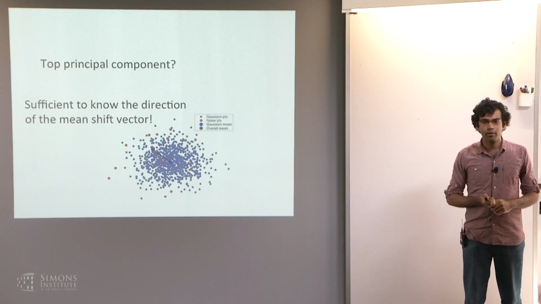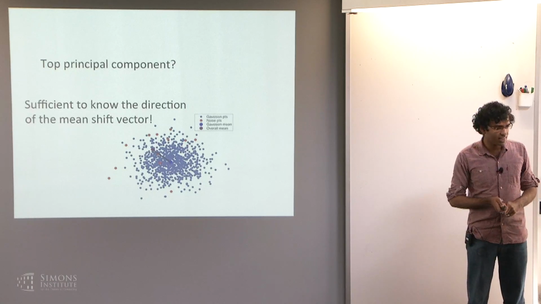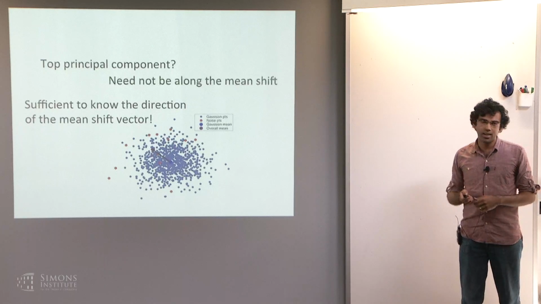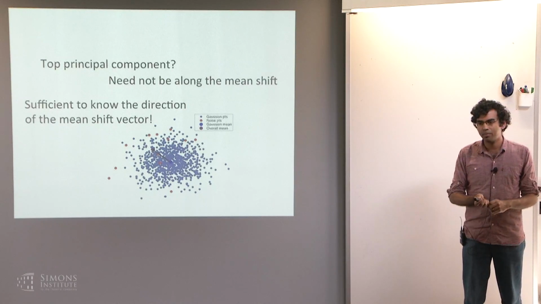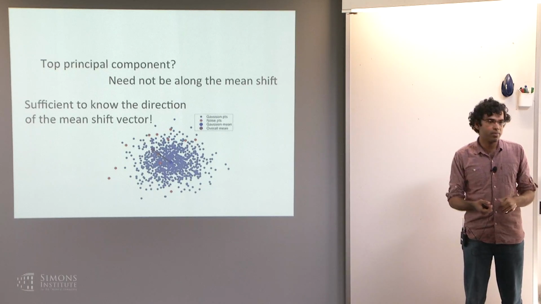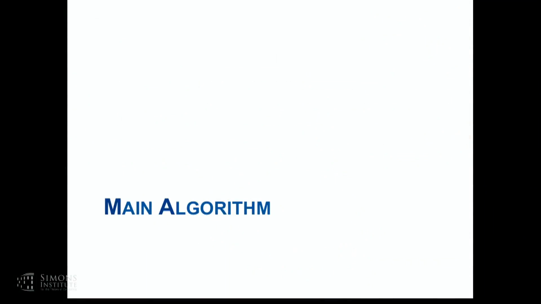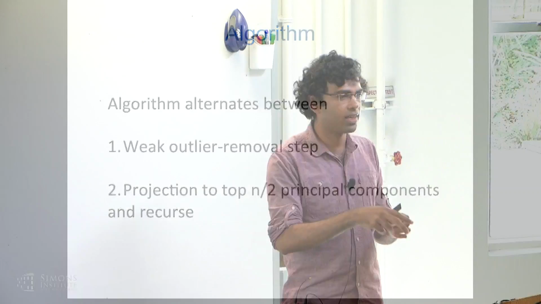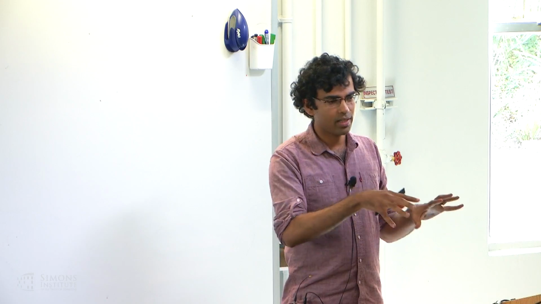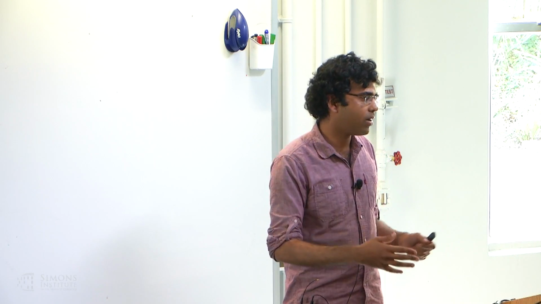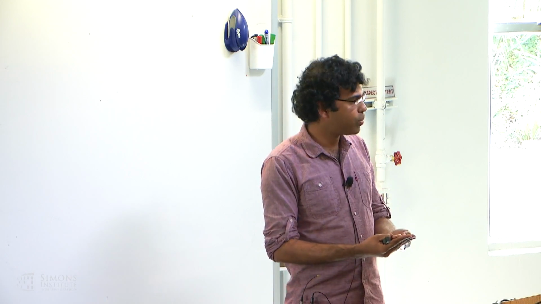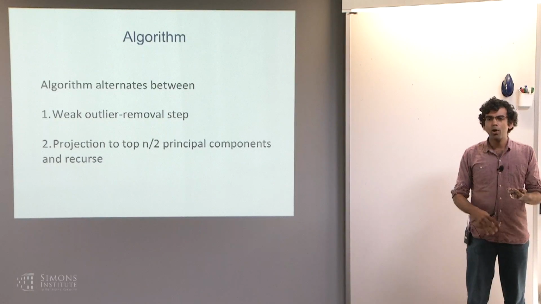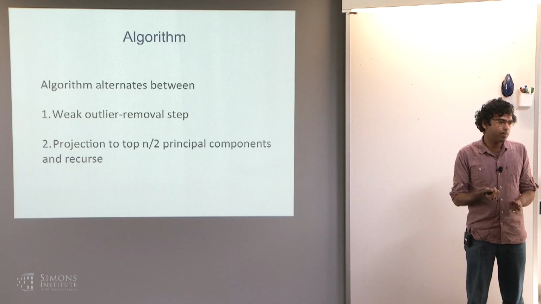And one can ask if the top principal component gives this direction. But as we have seen before, even two points appropriately placed will completely destroy the top principal component. So that won't work. So I'll give the main algorithm. It alternates between two kinds of steps. One is a weak outlier removal step: things that are really far away from the Gaussian points, you can throw away. And then you project onto the top n/2 principal components and recurse. In the bottom n/2 principal components, we can estimate the mean by just the sample mean.